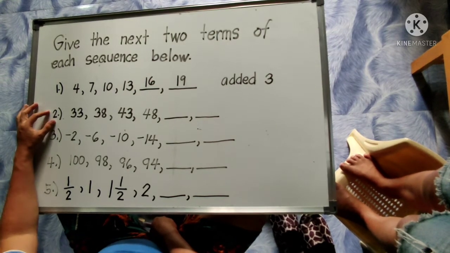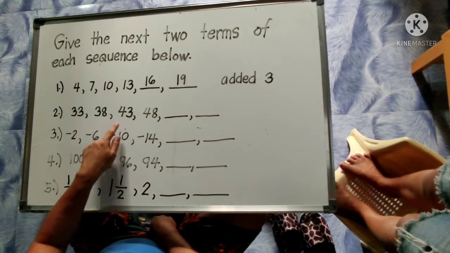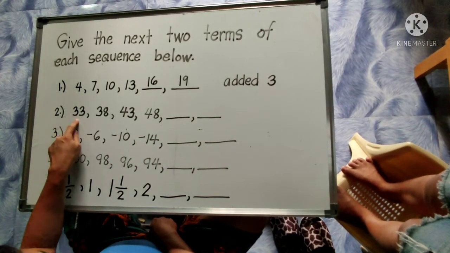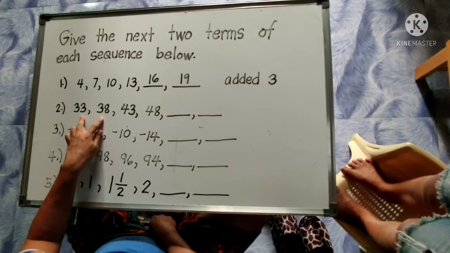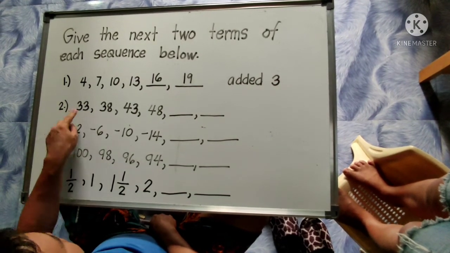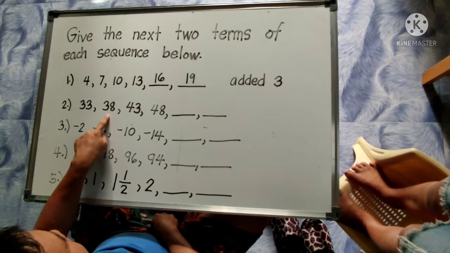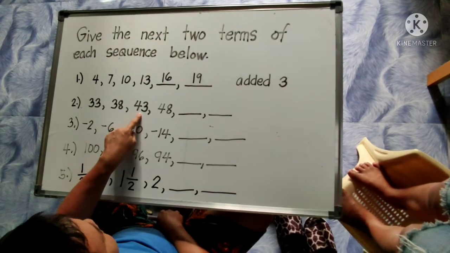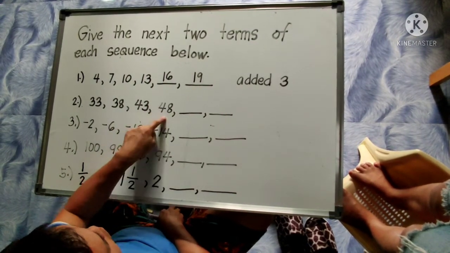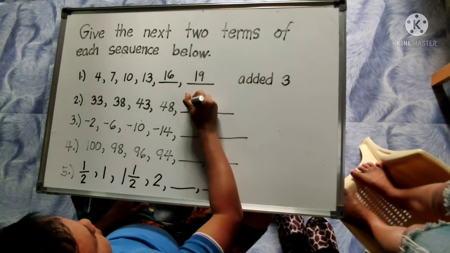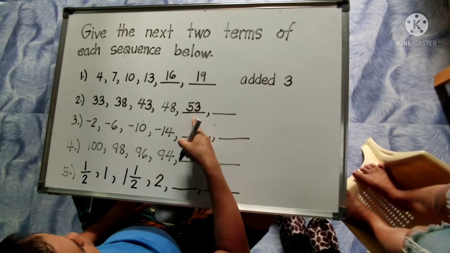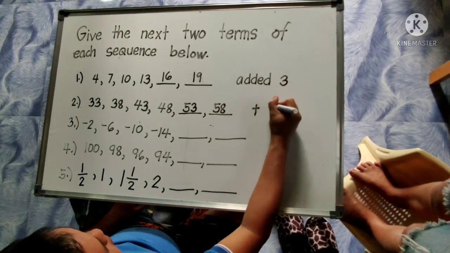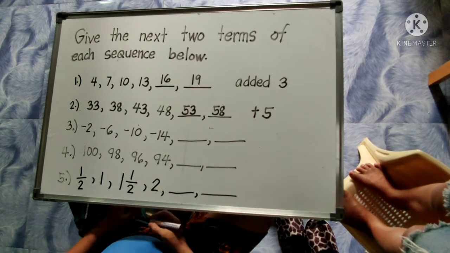Let's proceed to number 2. 33, 38, 43, 48, then blank and blank. 33 becomes 38. There is an increase of 5. 33 plus 5 is 38. 38 plus 5 is 43. 43 plus 5 is 48. 48 plus 5 is 53. And 53 plus 5 is 58. So we added 5 for number 2. That's the pattern.